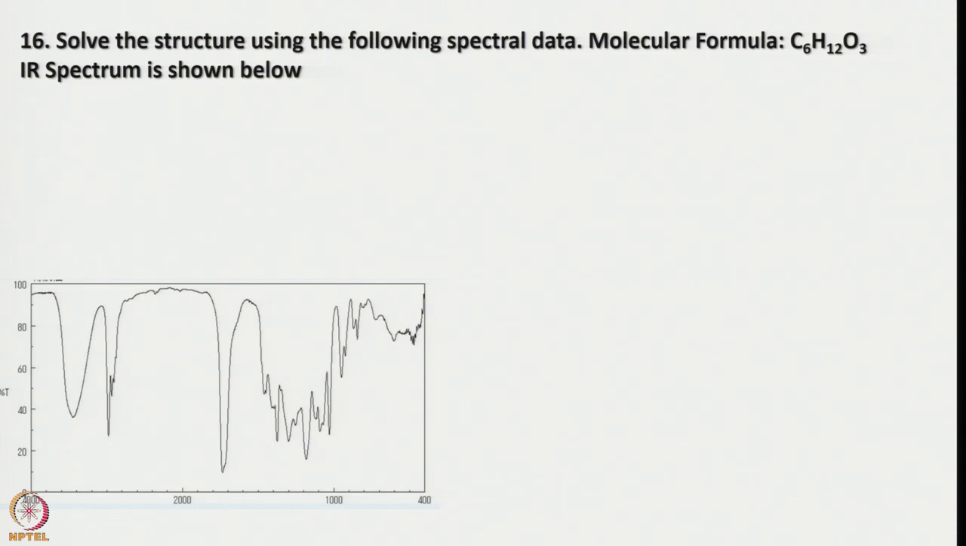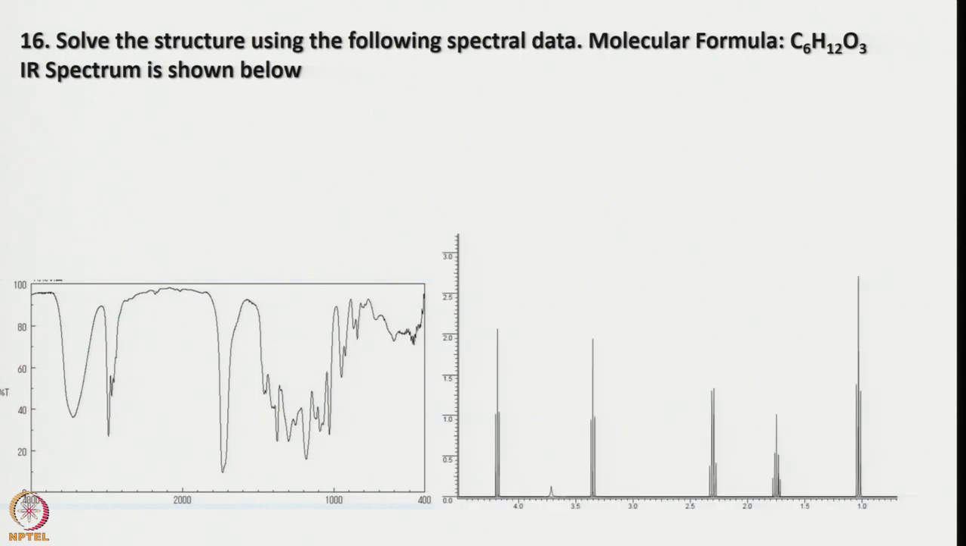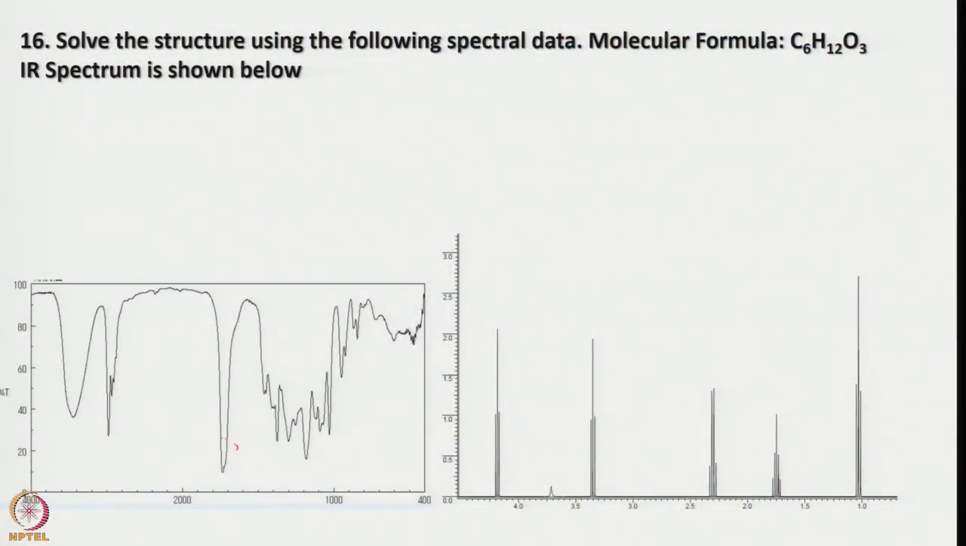Solve the structure using the following spectral data. Molecular formula is C6H12O3. IR spectrum is shown below here, and of course I have also taken the 1H NMR spectrum. What you should notice here is that a carbonyl peak is there, which we have to identify. And then you have CH, and of course you have OH also there. So these things we have identified.